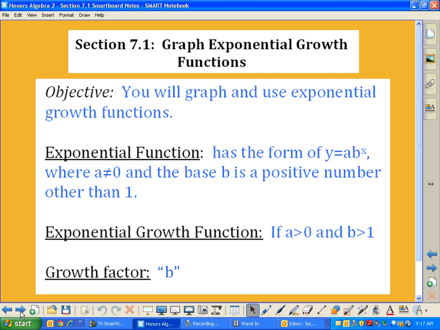Just to go back to a little bit of information from yesterday's lesson, an exponential function, just a reminder, is a function of the form y equals a times b raised to the x power. A can't be 0, because if it is, the whole function goes away. Turns into 0, that's a horizontal line. And the base b is a positive number that can't be 1, because if the base were 1, then you would just, again, have a constant graph.